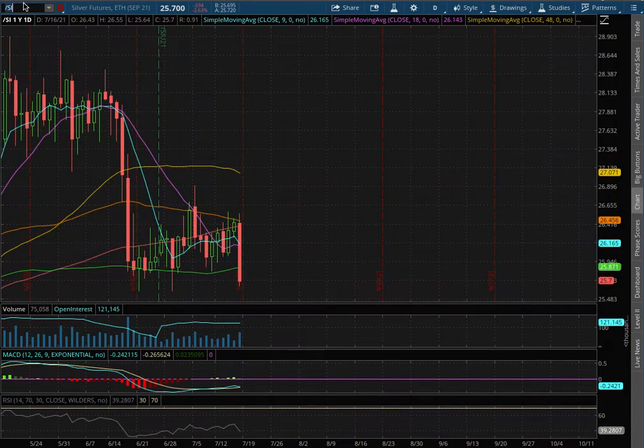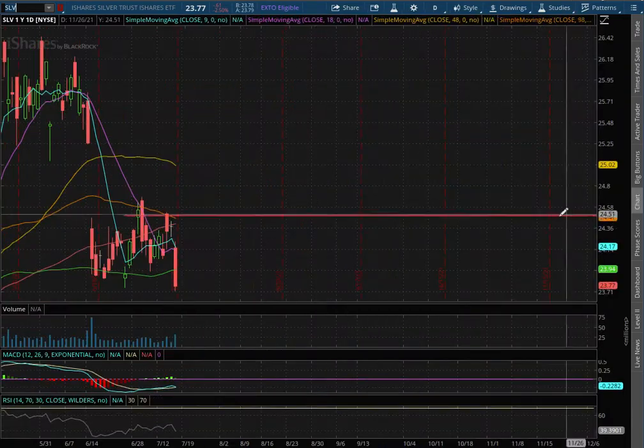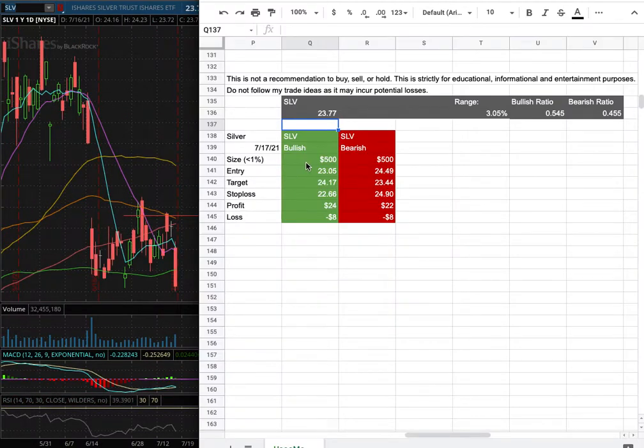As for the trade idea, I'll be trading SLV, and my position size for it is less than 1% of my portfolio. My long entry is at $23.05. My sell target is at $24.17, and my stop loss is at $22.66.